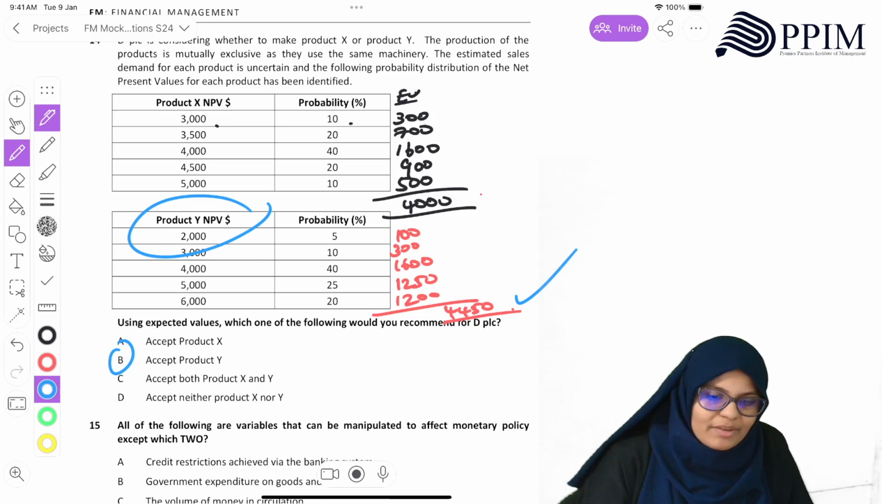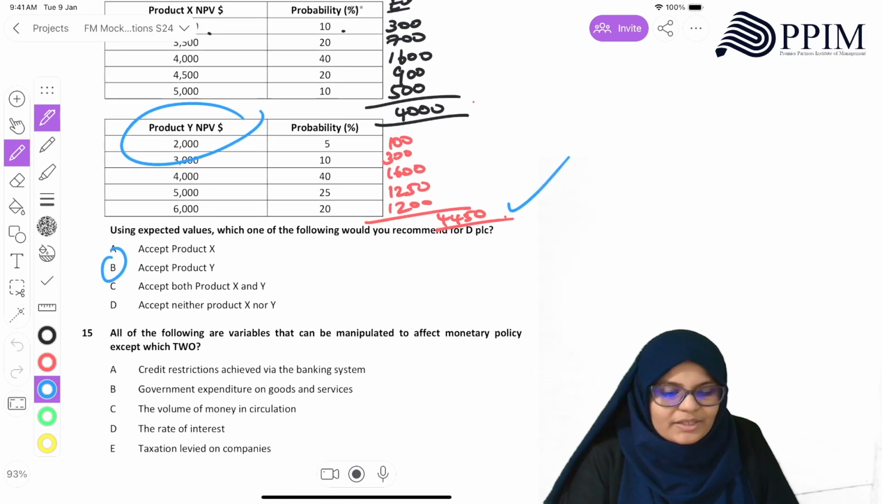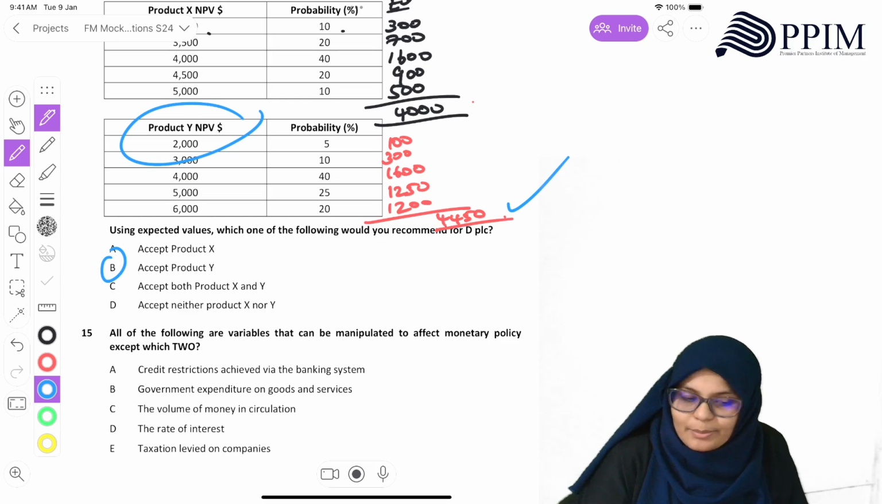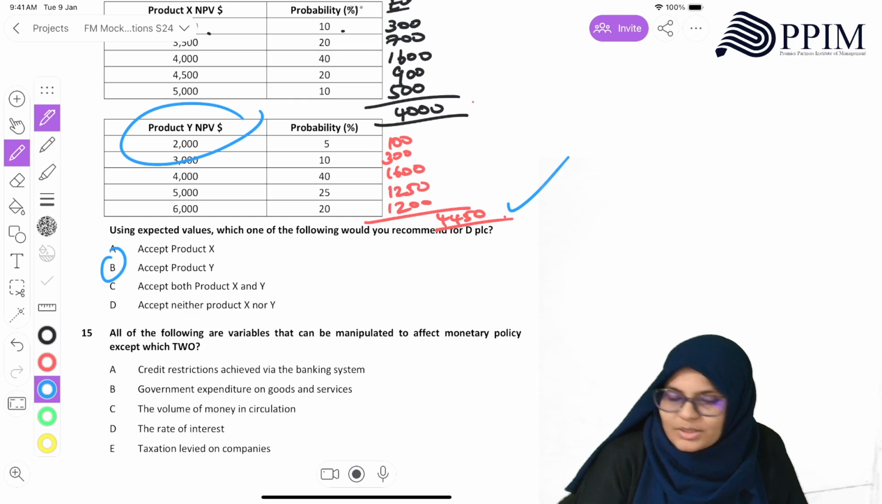Right, so if you have taken it down, you can try out the 15th one, the last one. All of the following that can be manipulated to affect the monetary policy except which two? It's about monetary policy.